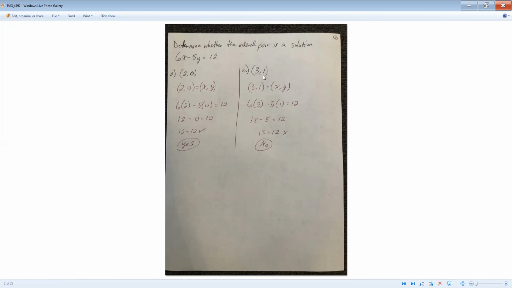The next one is 3, 1. 3 will be x, 1 will be y. Plug it in, that's 6 times 3 minus 5 times 1 equal to 12. 6 times 3 is 18, 5 times 1 is 5. 18 minus 5 is 13, and of course 13 is not equal to 12. So that means 3, 1 is not a solution for 6x minus 5y equal to 12.